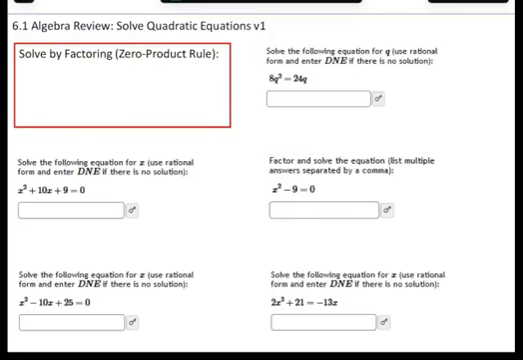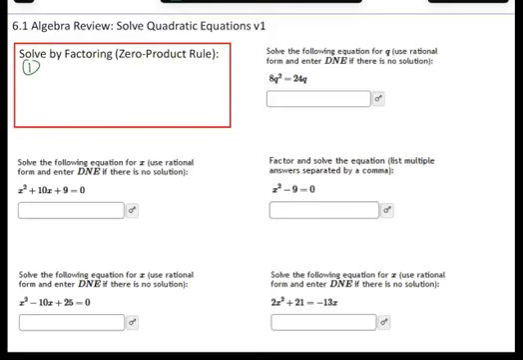I'm going to show you two methods of solving quadratic equations, and they're the first two that you should probably look to use. You can always use completing the square. You can always use the quadratic formula for any of these as well. But these are the ones that have a special process that you can use to solve it. So the first is to solve by factoring and then using the zero product rule.